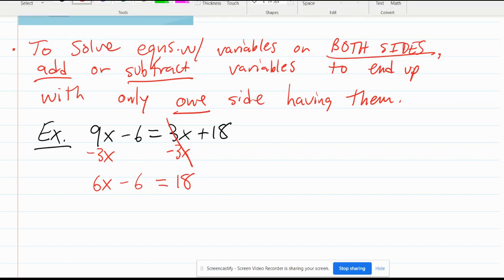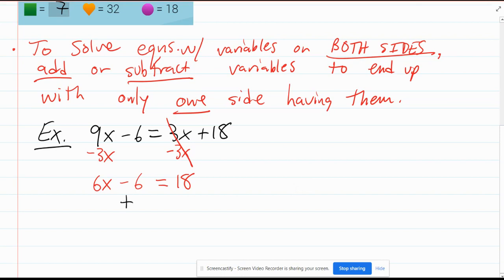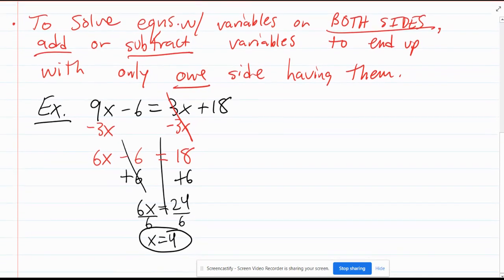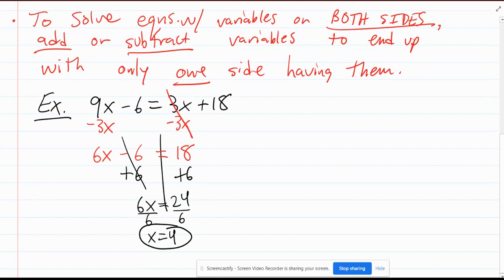This is nice because now we have a two-step equation that we could solve. We could add 6 to both sides, working to isolate x. 6x is equal to 24, so dividing both sides by 6, x is equal to 4. So I subtracted 3x from both sides, and in doing so, I ended up with only having x's on the left side. Let's take a look at one more example.